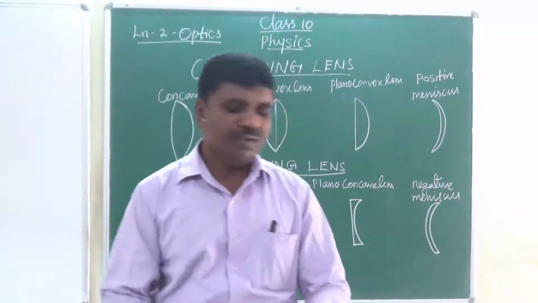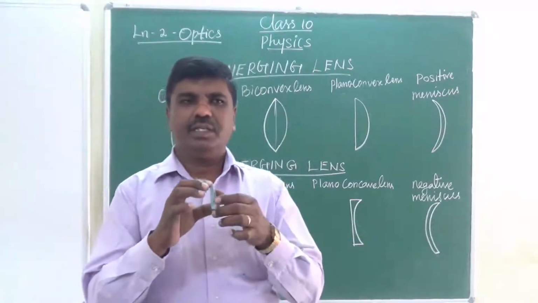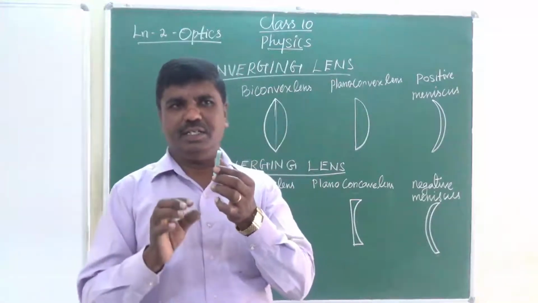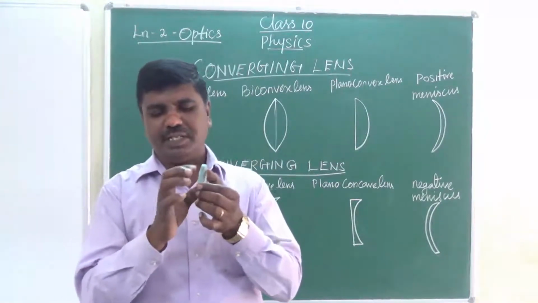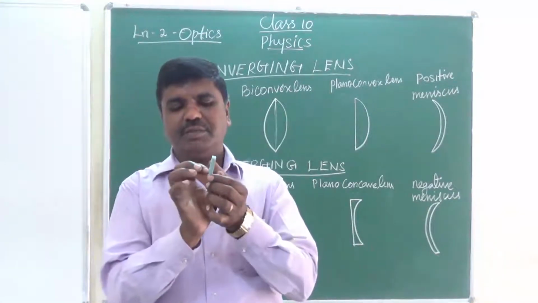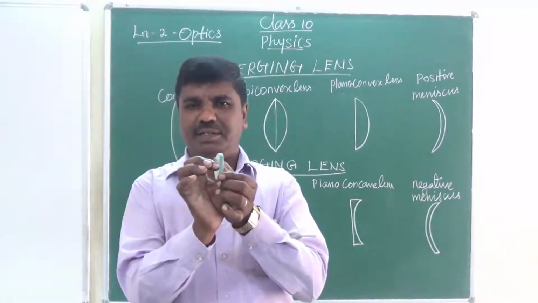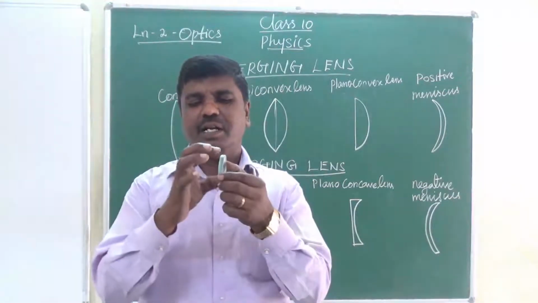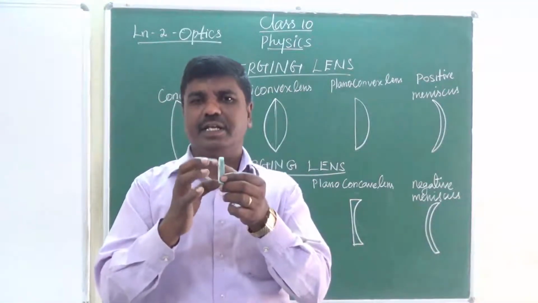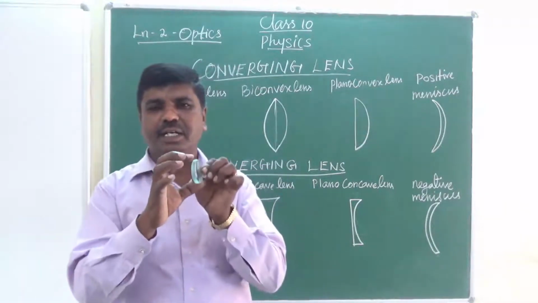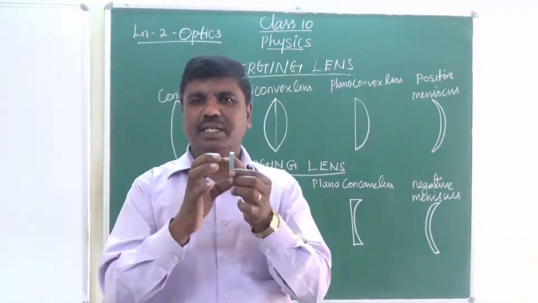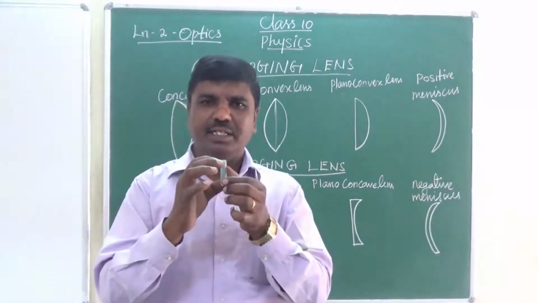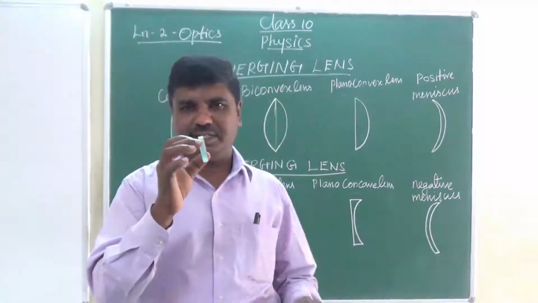Now next we will see the concave lens. This is a concave lens. You can see its shape and size: it is very thin at the middle, and at the edges it is thicker. Thicker at the edge, thinner at the middle. So we can identify easily that this is a concave lens.